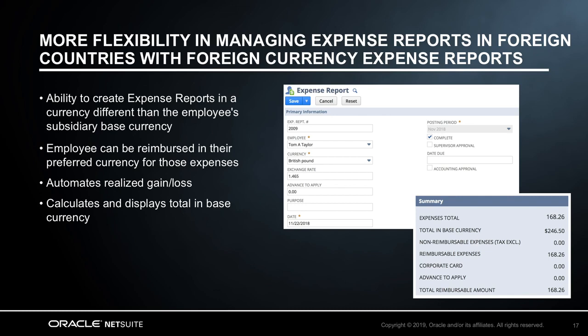The exchange rate applied to the expense report can be fixed to the standard exchange rate table and hidden or visible and editable by the user according to customer requirements. All expense entries are converted to the preferred currency, and in the summary, the employee can view the expense report totals in both base and preferred currency. All accounting for realized currency gains and losses is automated.